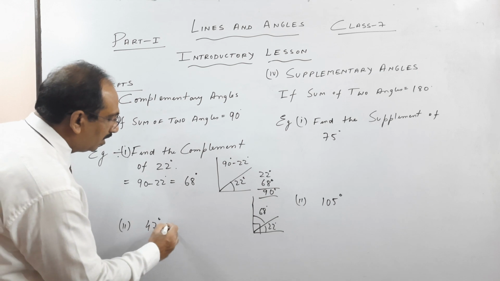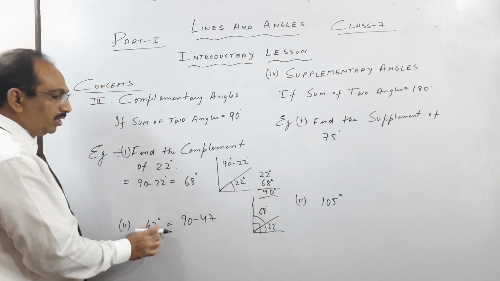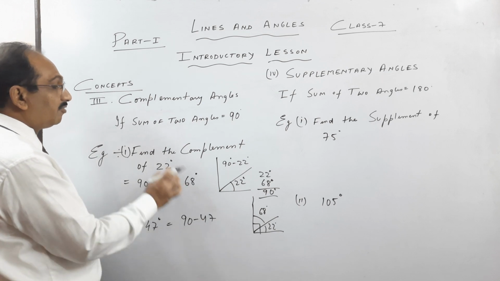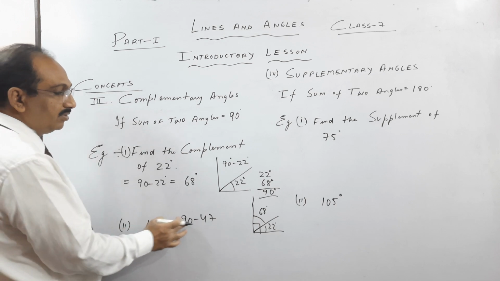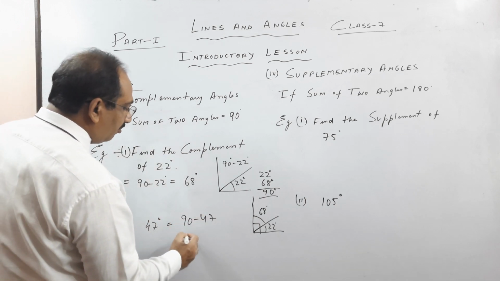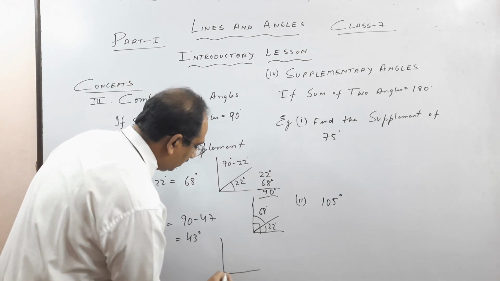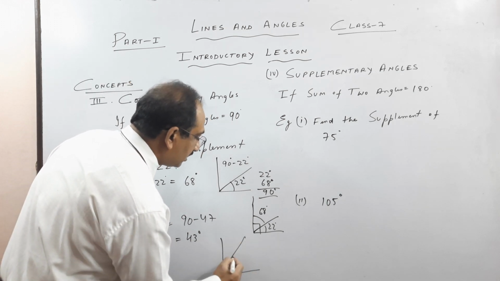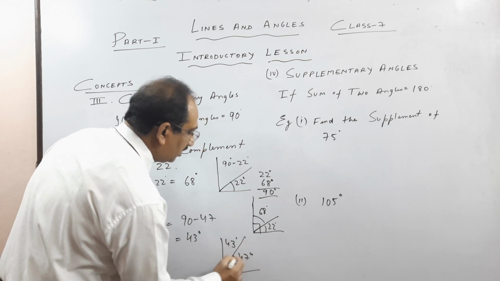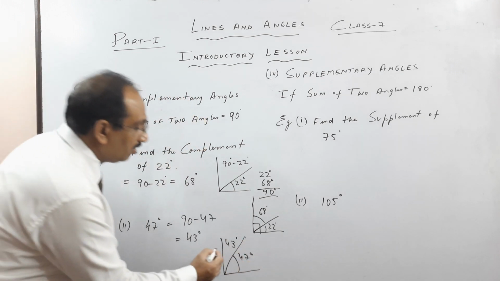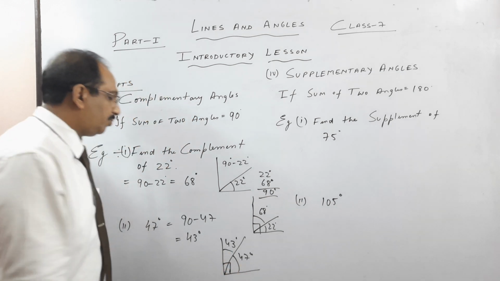If you have 47 degrees, its complement will be 90 minus 47. So 47 is not equal to 47. We are finding the complement of 47. The complement of 47 is 90 minus 47, we will get 43. So here if you again draw a figure, children, if this is 47 degrees, little more than 45, so this will be 43. Together if you add, we will get 90 degrees, and I show you this is how we represent 90 degrees.